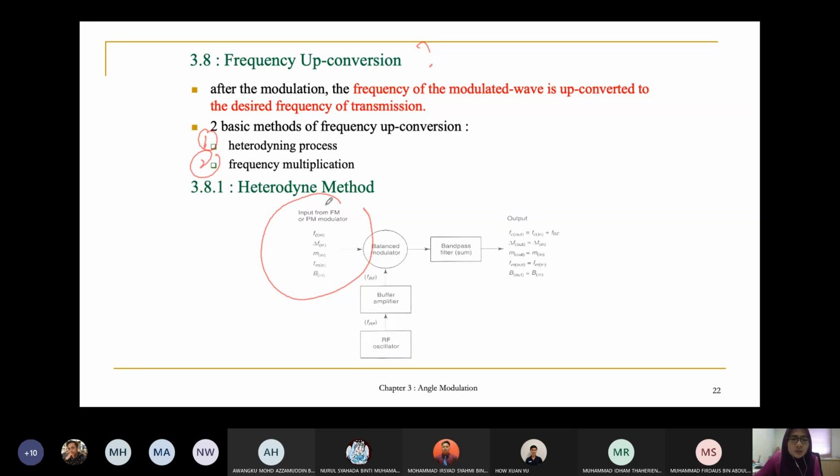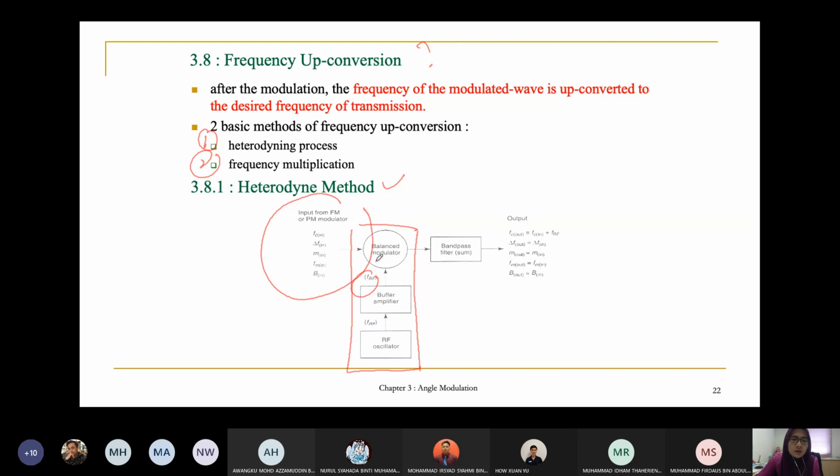Okay, so how can we actually increase this value Fc? For heterodyne, we need what we call the balance modulator. You have a balance modulator where you inject a new signal. This new signal we call the RF frequency, FRF. The RF oscillator is the one that generates the FRF.